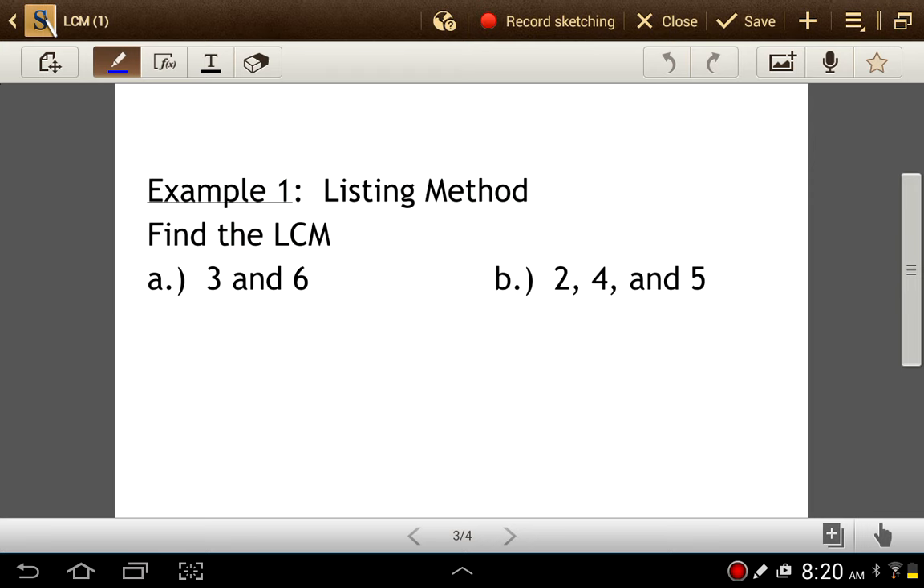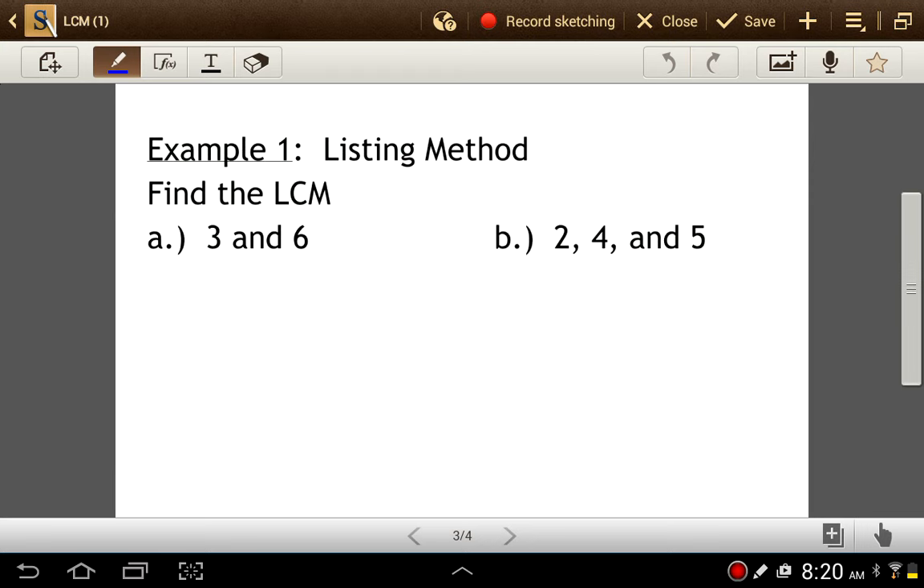Okay, example 1, I'm going to show you the listing method. Just like GCF, I'm going to do multiple methods. For the listing method, all I'm going to do is list out the multiples of the numbers. Multiples can go on, so if you list out 4 or 5 or 6 and you don't have an answer yet, then you just list out 4 or 5 or 6 more. I'm going to list the multiples for 3, so it's going to be 3, 6, 9, 12, 15. Then I'm going to list the multiples for 6. That's going to be 6, 12, 18, 24.